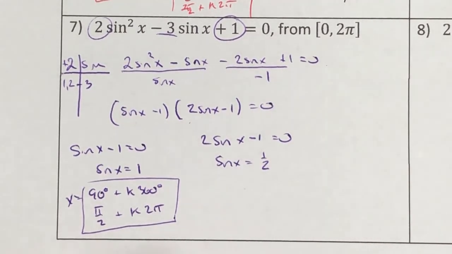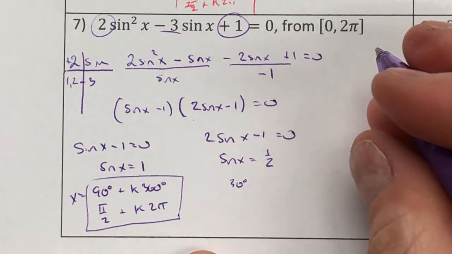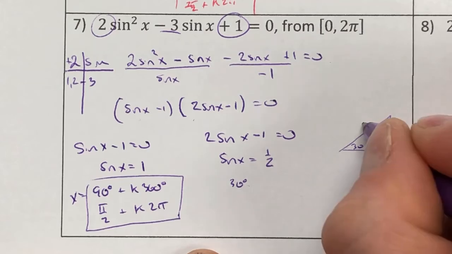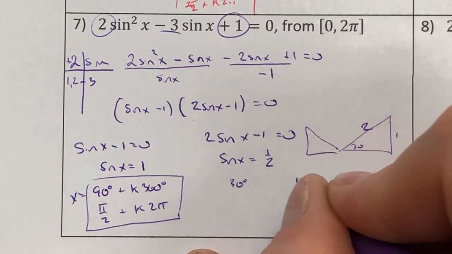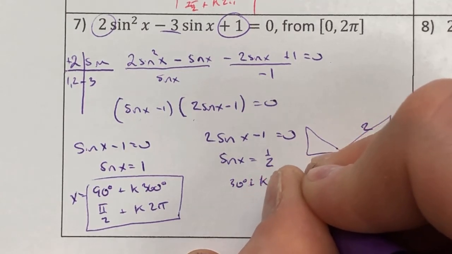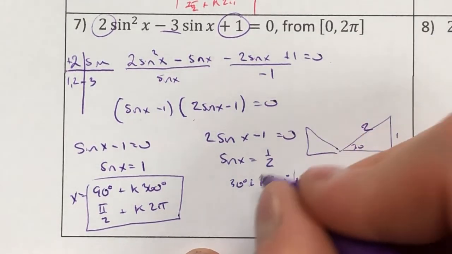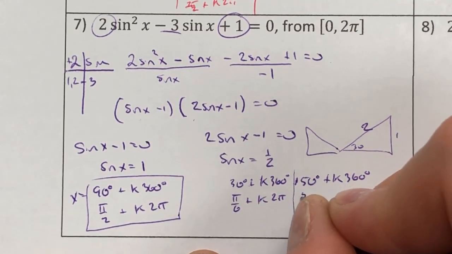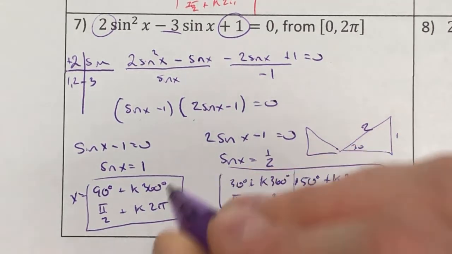Well, we've already answered that at least once. We know the sine of x equals 1/2 at either 30 degrees, where it's 1 over 2, or over here at 150. And it repeats every k 360. Which is every pi over 6 plus k 2 pi, or every 5 pi over 6 plus k 2 pi. And there we go.